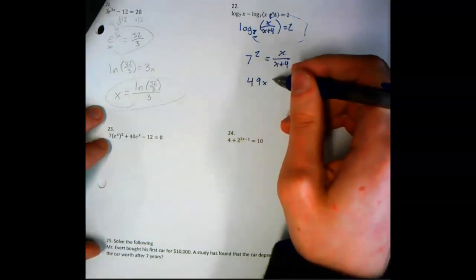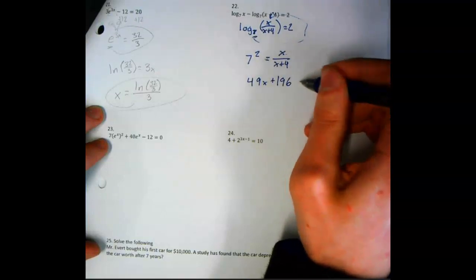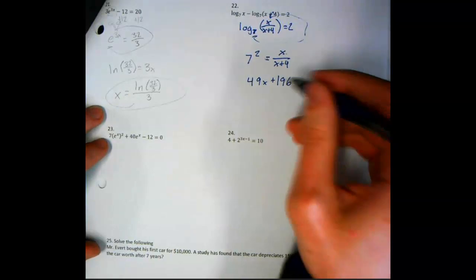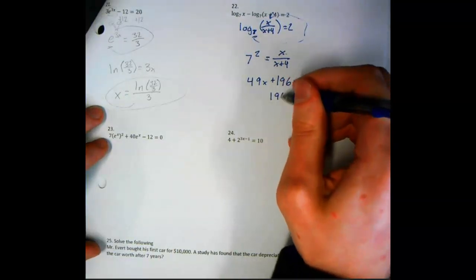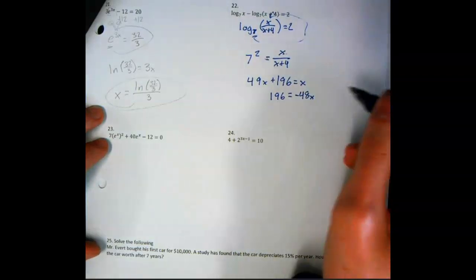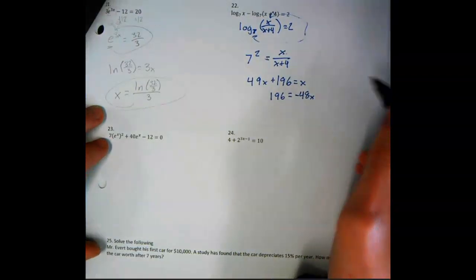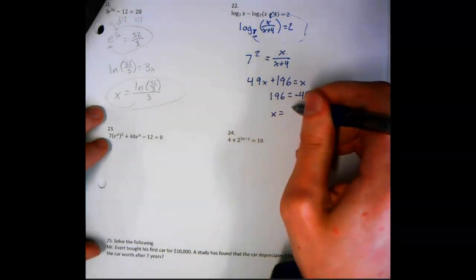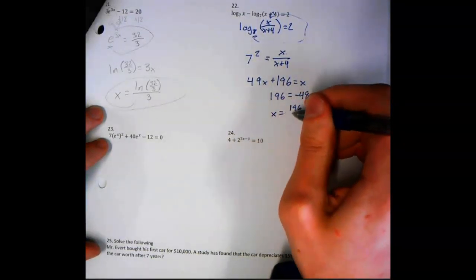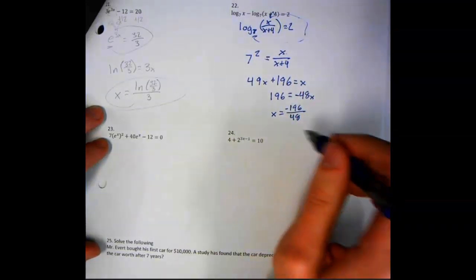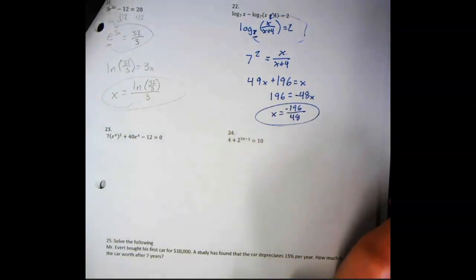49x plus 196 equals x. We'll subtract the 49x over, and we'll have 196 equals negative 48x. And the last step would be to divide by the negative 48, and we'll have x equals 196 over 48, and then just put a negative in there. And that'll be your answer.